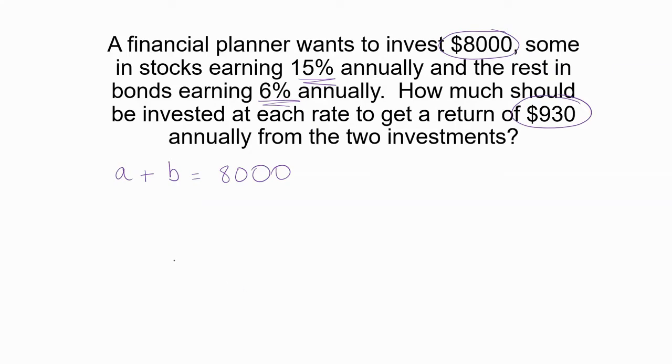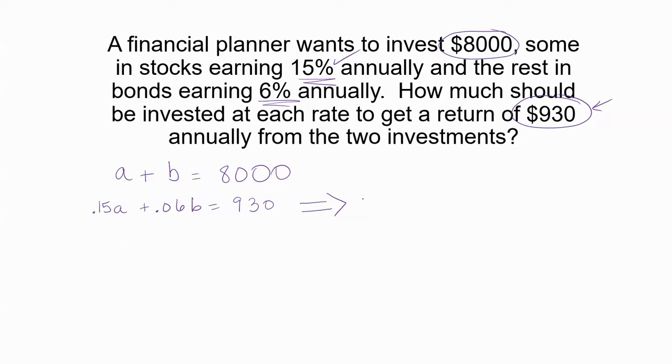Now, for the second equation, I want to deal with the amount that it earns. So we're going to let this first investment earn 15% as it told us here, and the second investment is going to earn 6%. Notice that I use 0.06 for 6%, and we know then that that equals $930. Now, I don't know about you, but I don't like to use the decimals.